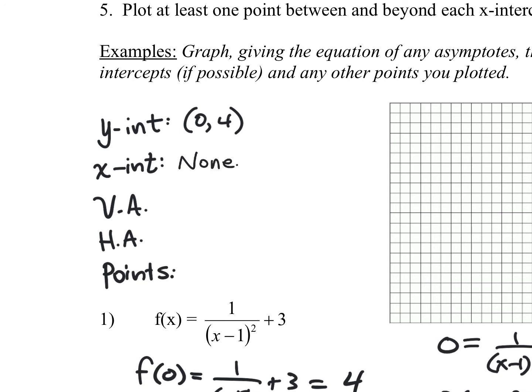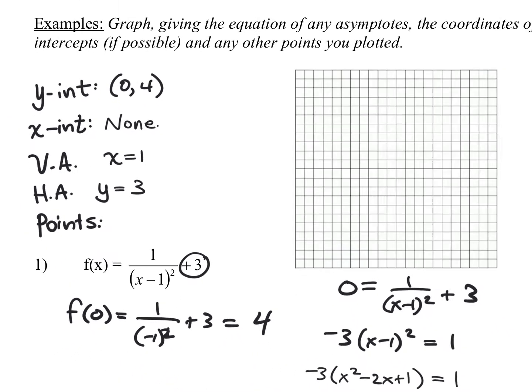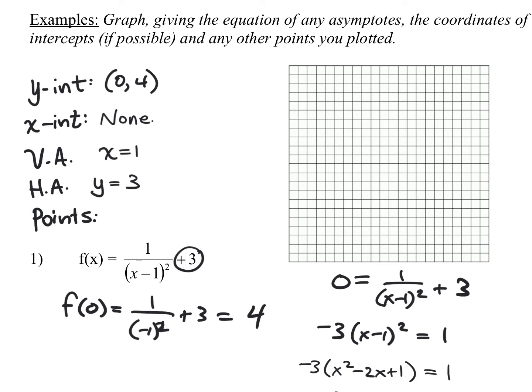My vertical asymptote comes from values that would make my denominator 0, so that would be x equals 1. My horizontal asymptote would be at 0. However, this 3 shifts my whole graph up 3, so my horizontal asymptote is at y equals 3. So I'm going to sketch those key pieces of information into my graph here. So I'm going to set up an axis and sketch in some asymptotes.